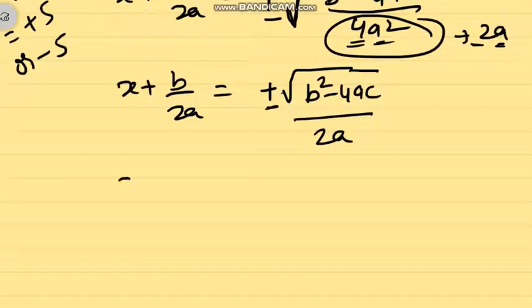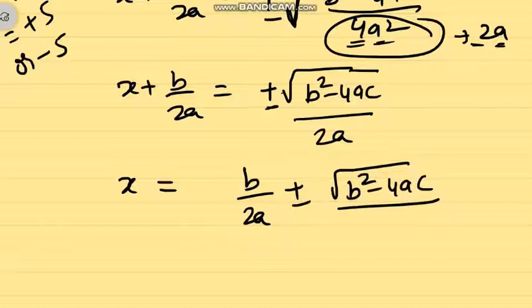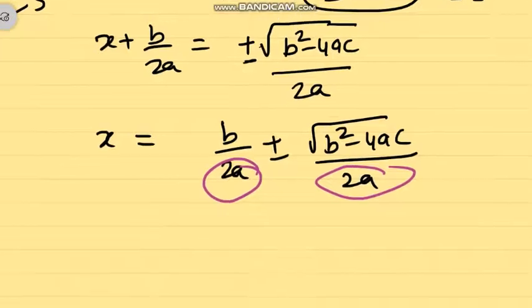Now if you keep x this side, you will get x equal to minus b by 2a plus or minus root b square minus 4ac by 2a. Now see, you have 2a in the denominator of the first term and in the denominator of your second term. So you can take it together.